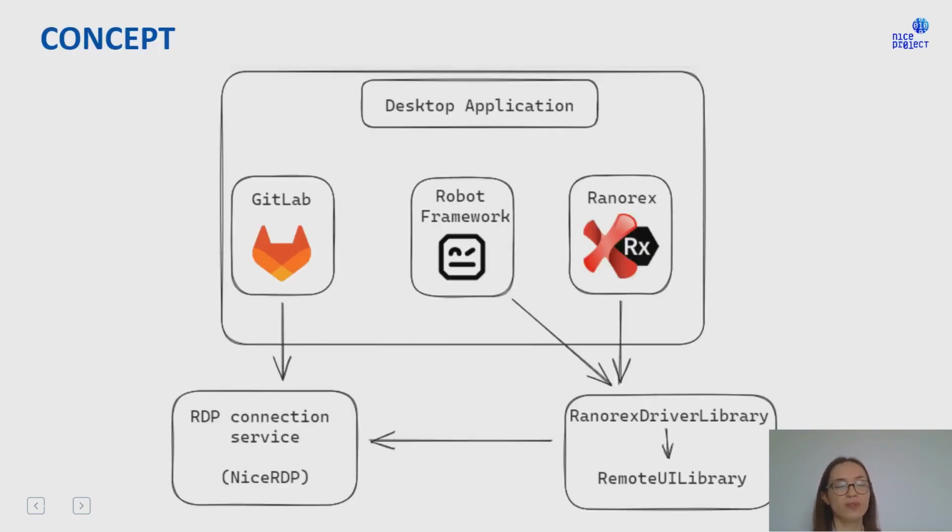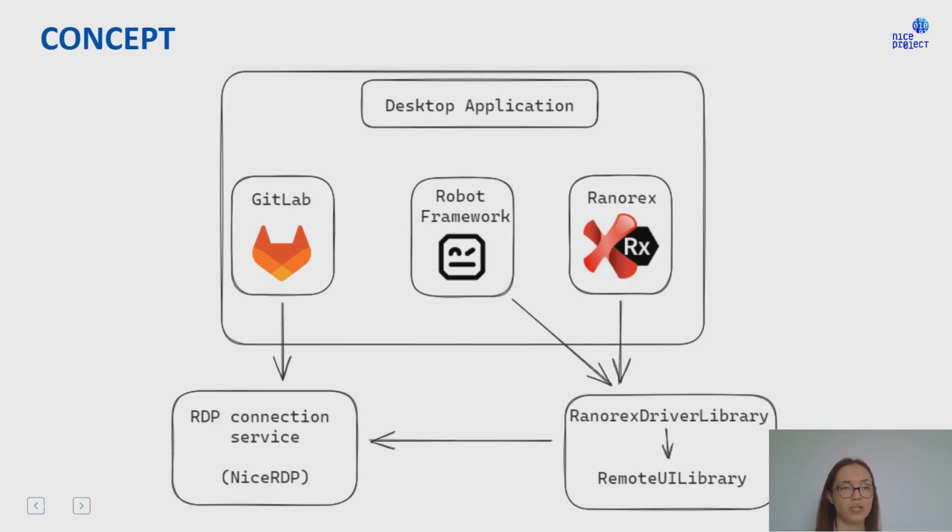Let's now move into the main topic of my presentation, the RDP Connection Service. In the center of our concept lies a desktop application. Our goal is to test desktop applications using our primary technology stack. In other words, we intend to automate tests for desktop applications using Ranorex, Robot Framework, and GitLab.